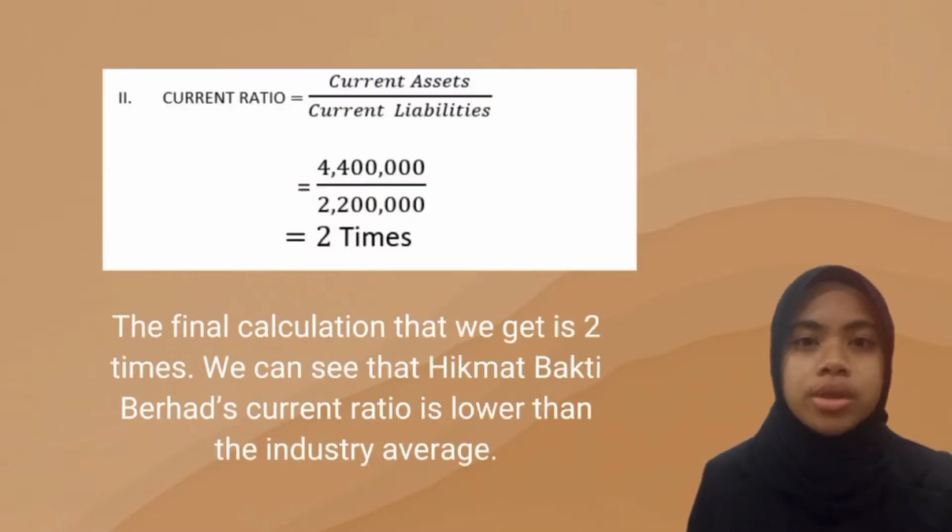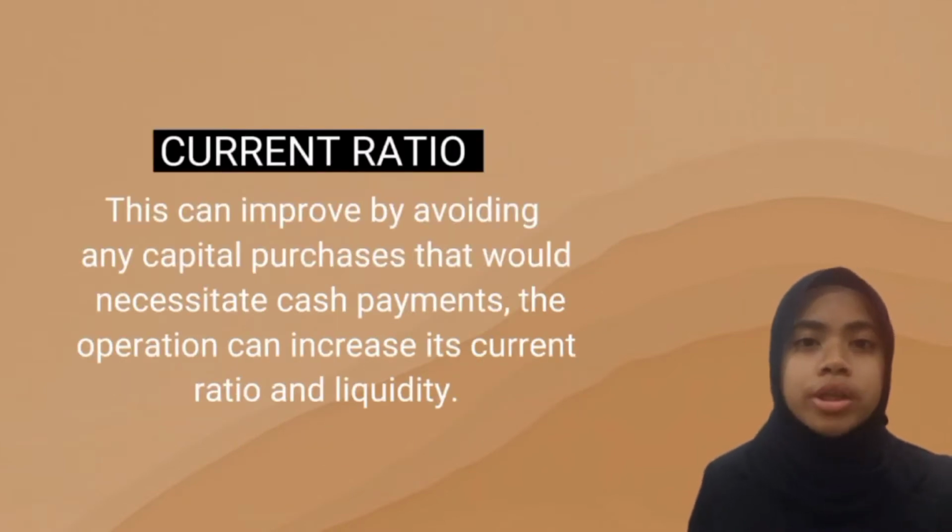The final calculation that we get is 2 times. We can see that Hikmat Bati Berhad's current ratio is lower than the industry average. This can be improved by avoiding any capital purchase that will necessitate cash payment. The operation can then increase its current ratio and liquidity.